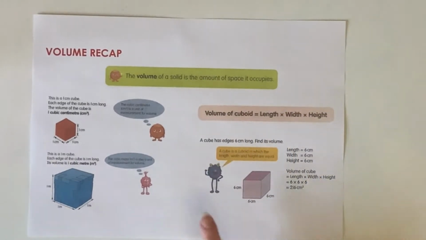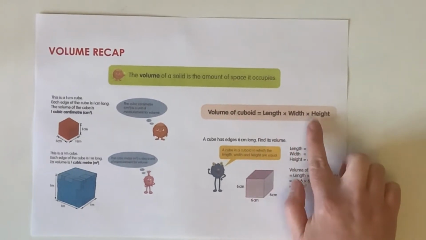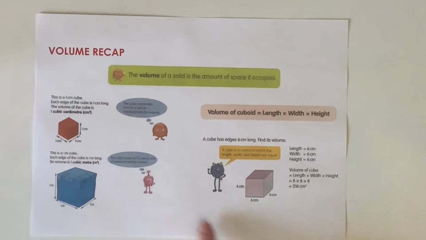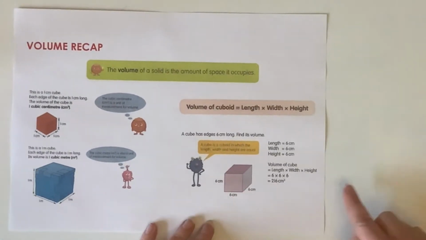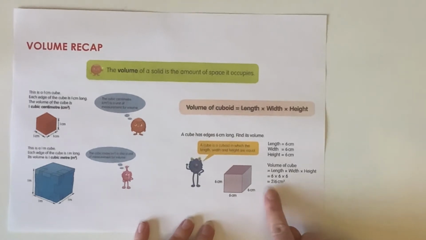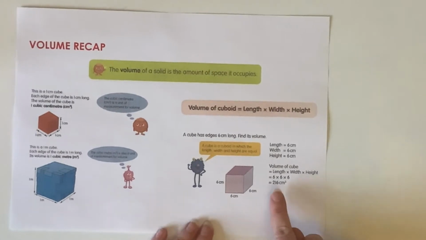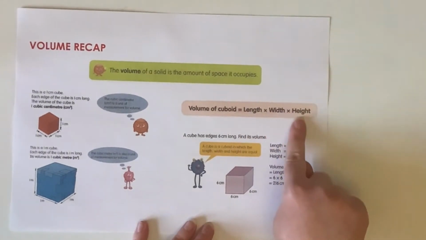Then towards the end of the week before half term, we started to look at finding the volume of cubes and cuboids. The way that we would do that is by following this formula: length times width times height. We had this example here where we had a cube. All of the length, width and height are the same, and they are equal. So to work out the volume of this cube, I would do 6 times 6 times 6, which gives me 216 cubic centimetres. Just remember to multiply length by width by height.